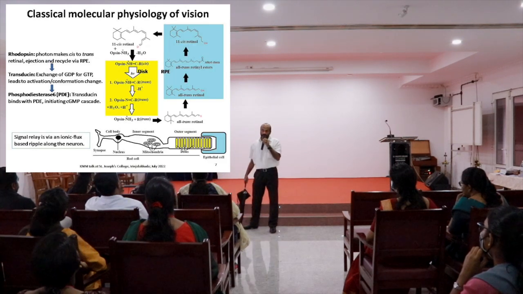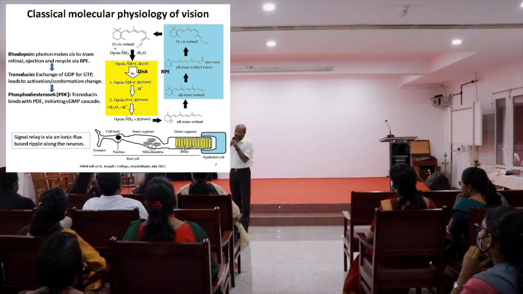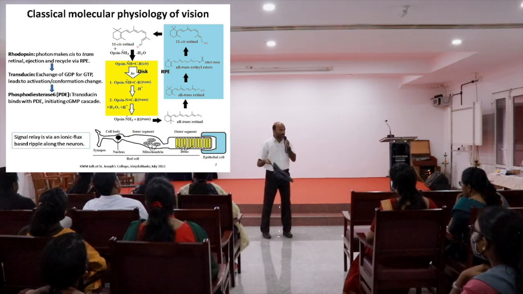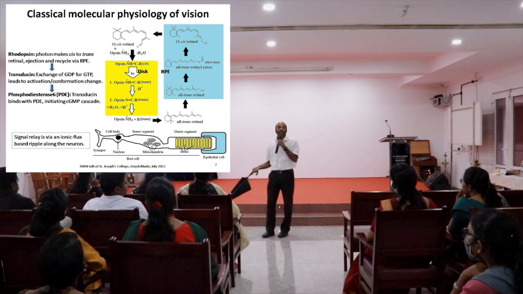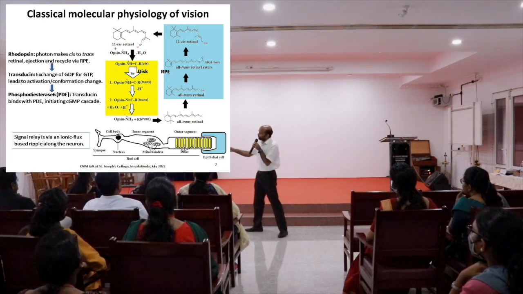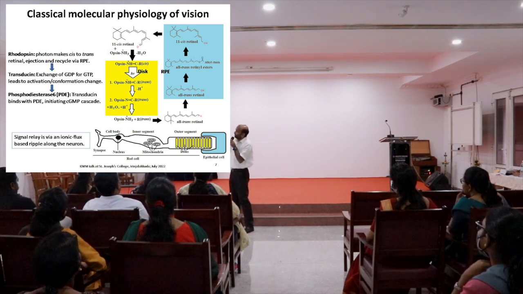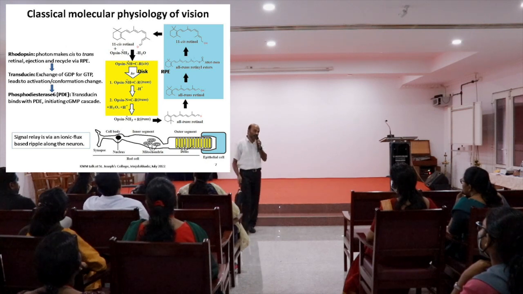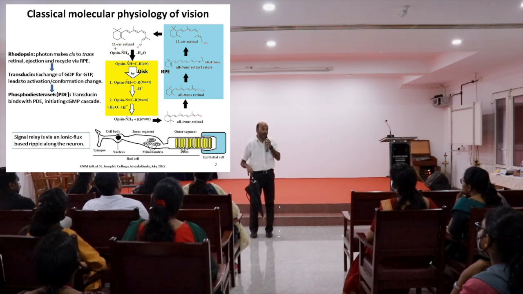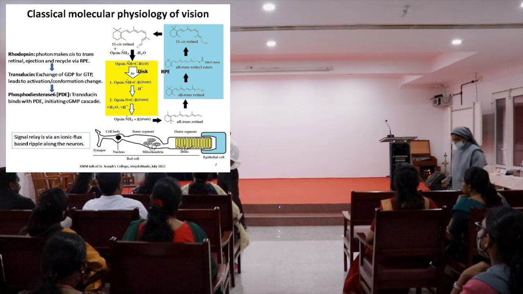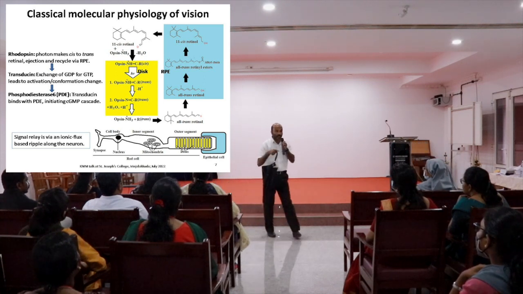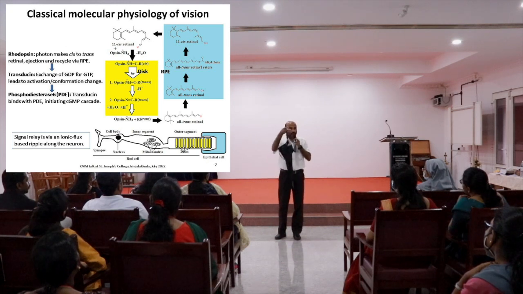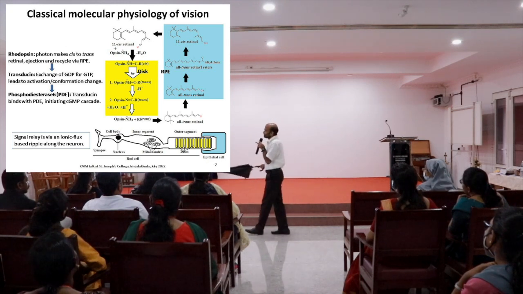Now, the classical model is that rhodopsin has a retinol bound to it. The cis retinol, upon being hit by a photon, changes to trans retinol. It comes out, and then there is a protein called transducin, which undergoes some conformation changes, and then signal relay is conveyed via ion fluxes, sodium, potassium, channels open, close, action potential, all that you might have studied. So this is the classical mechanism.